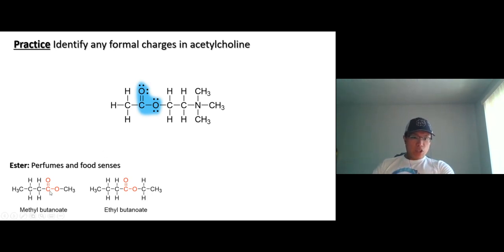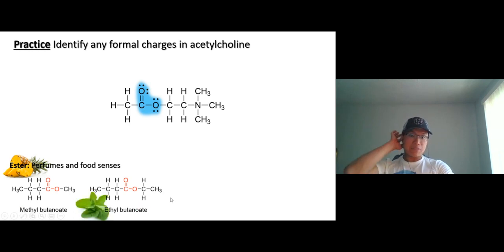Let's see the first compound. C double bond O, and we have a carbon chain, with C double bond O and O between the carbon chain. This is methyl butanoate, which smells like pineapple. We have another one. This is methyl, and this is ethyl butanoate, which smells like mint, a minty smell. So we have C double bond O between the chain.